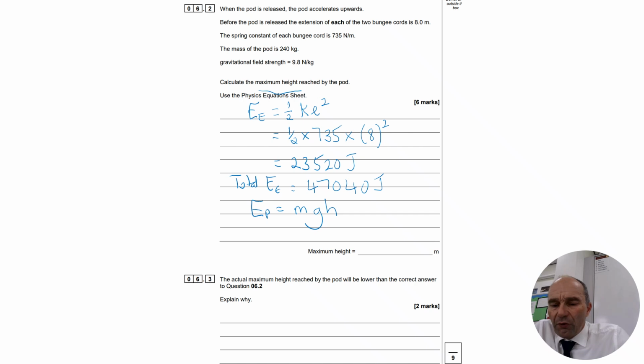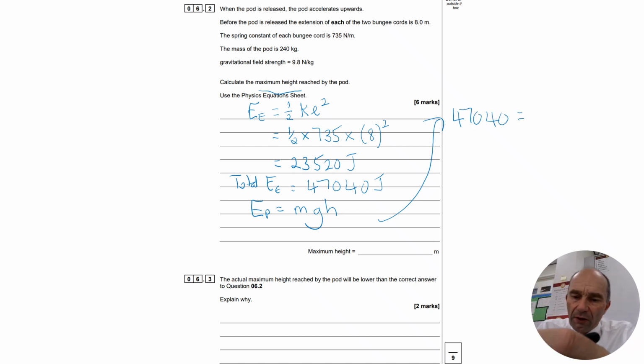So we need to substitute in the numbers we've got. I'm just going to go up to the side here. We've got a bit more space. So you've got 47,040 joules equals the mass. The mass is given at the start of the question, which is 240 kilograms. Gravitational field strength, always given to you, 9.8, multiplied by the height, by h. That's the bit we don't actually know.